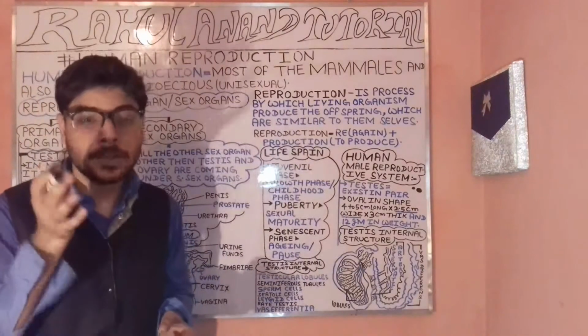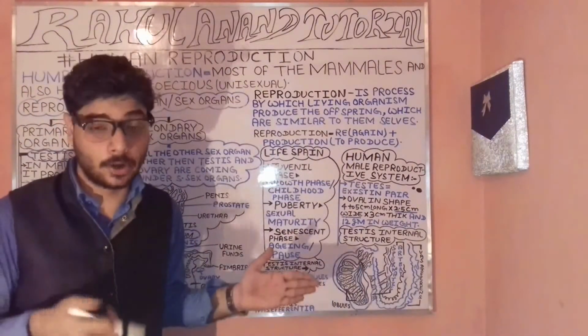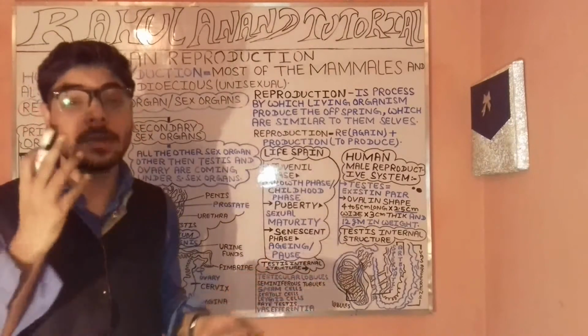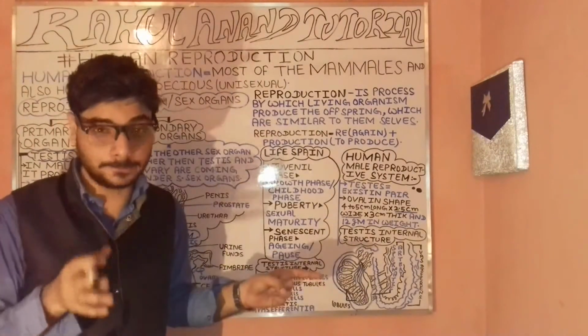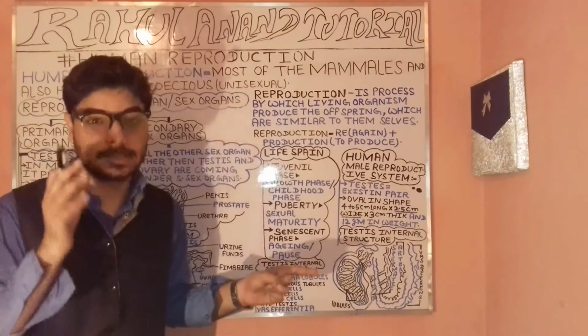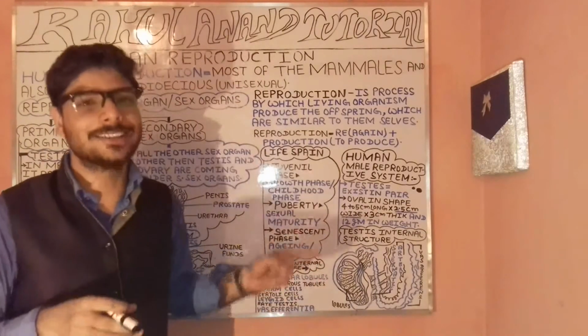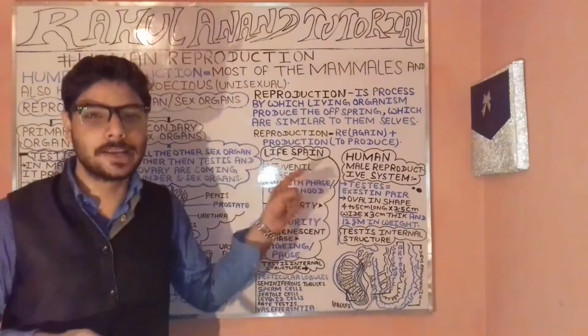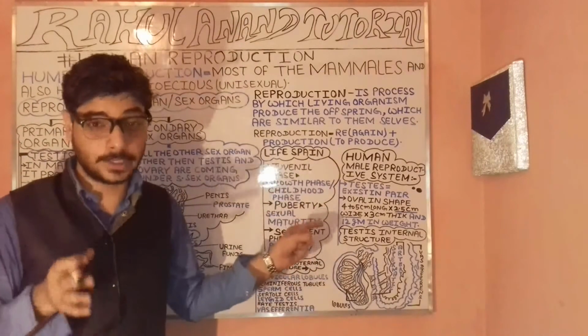Now let's understand what reproduction actually is. Reproduction is the process in which the living organism, the parents or ancestors, produce offspring which have similar characteristics in terms of morphological as well as anatomical state, like their parents. So it will come under the reproduction case.